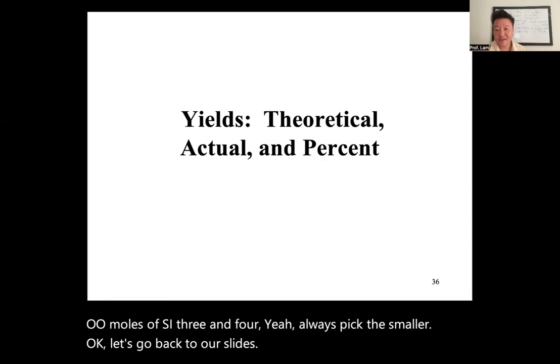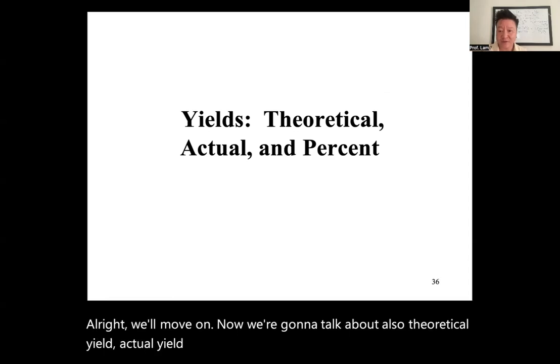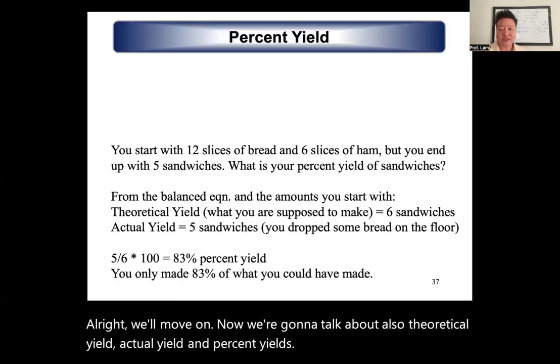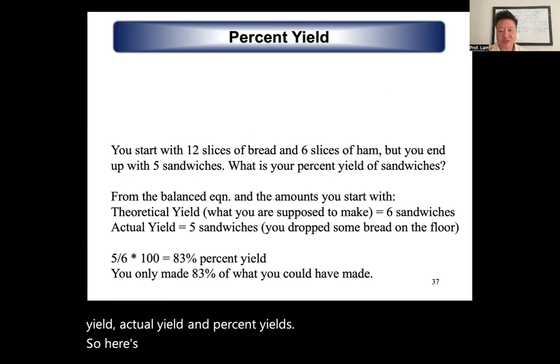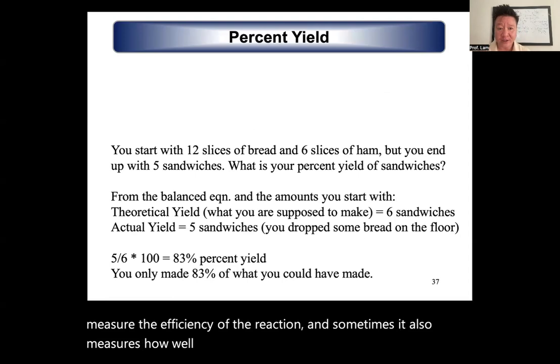All right, we'll move on now. We're going to talk about theoretical yield, actual yield, and percent yield. So here's an example of a percent yield. Percent yield is used to measure the efficiency of the reaction, and sometimes it also measures how well you perform the reaction, right?